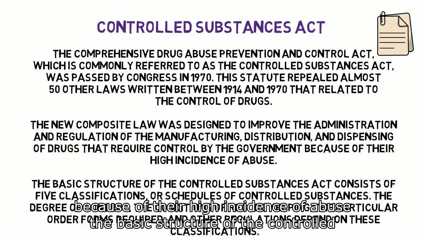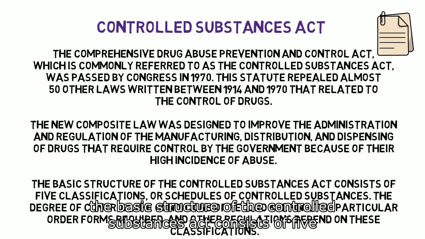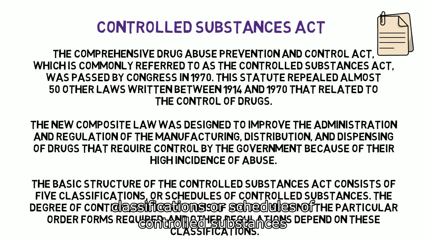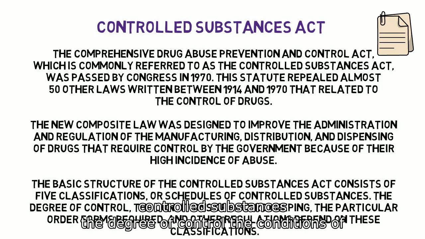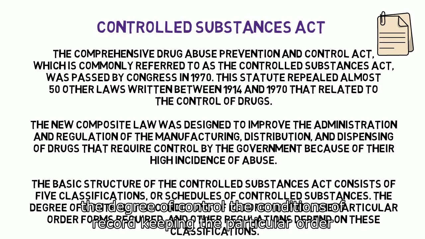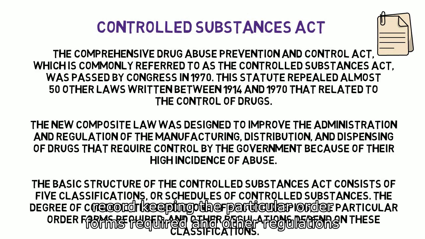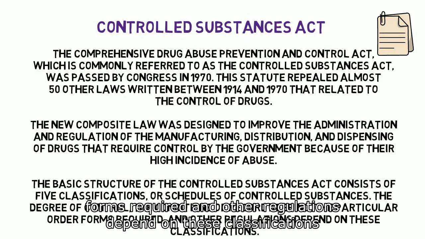The basic structure of the Controlled Substances Act consists of 5 classifications or schedules of controlled substances. The degree of control, the conditions of record keeping, the particular order forms required, and other regulations depend on these classifications.